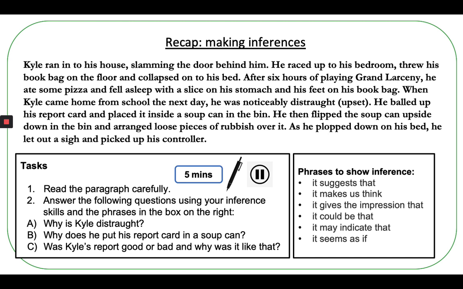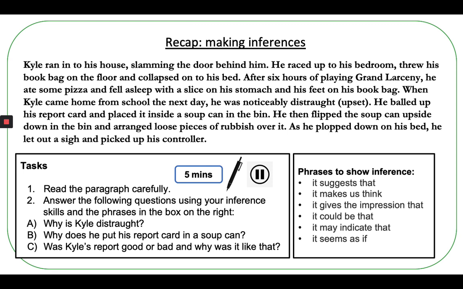So you have a short extract in front of you. Please read the paragraph carefully and then answer questions A, B and C. Please spend no more than 5 minutes on this, and in your answers try to use these phrases here to show inference. Please pause your video to do this now.